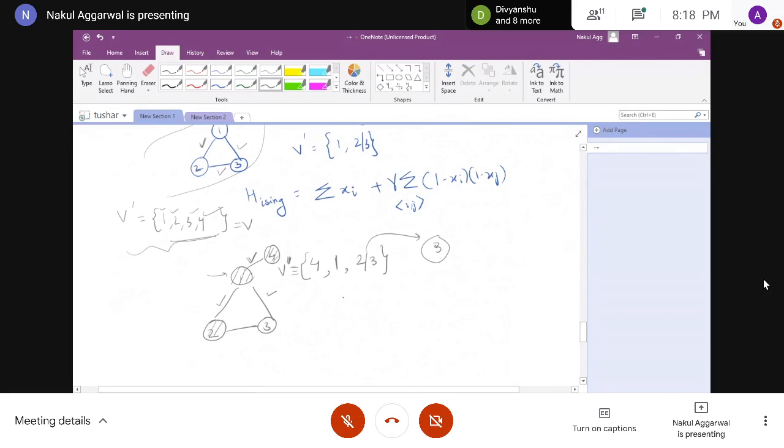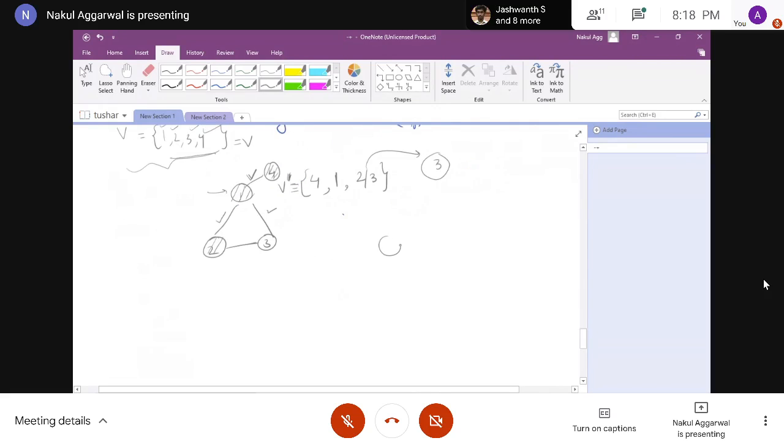Can we do better than this? We can. Actually, we have 1, let me draw this again, 2, 3, and then 4. Start with 1 now. Include this in the vertex cover. 1 covers this edge and this edge. Now we only need to cover this edge, which can be done by including either 2 or 3 in the vertex cover.